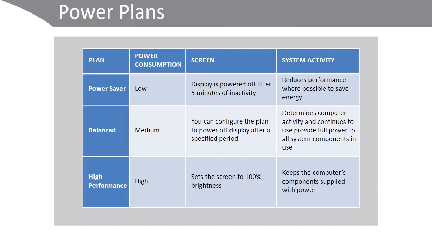High Performance provides for the highest power consumption, sets the screen brightness to 100% and keeps all the computer's components supplied with power. Now when I'm plugged into the mains, that's the option that I'll go for. When I'm out and about, or I expect to be at a customer site for the day, I'll probably go for something like Balanced or Power Saver.